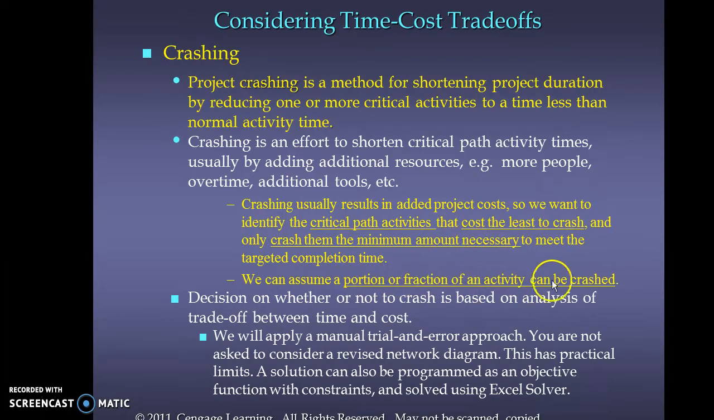We also assume that we can crash a portion or only a fraction of an activity. Let's say we only need to shorten something by 1 day, but we can conceivably crash it or shorten it by 2 days. We assume that we can take only 1 day. So we're going to do a manual trial and error approach. We're not going to consider a revised network diagram and so on.